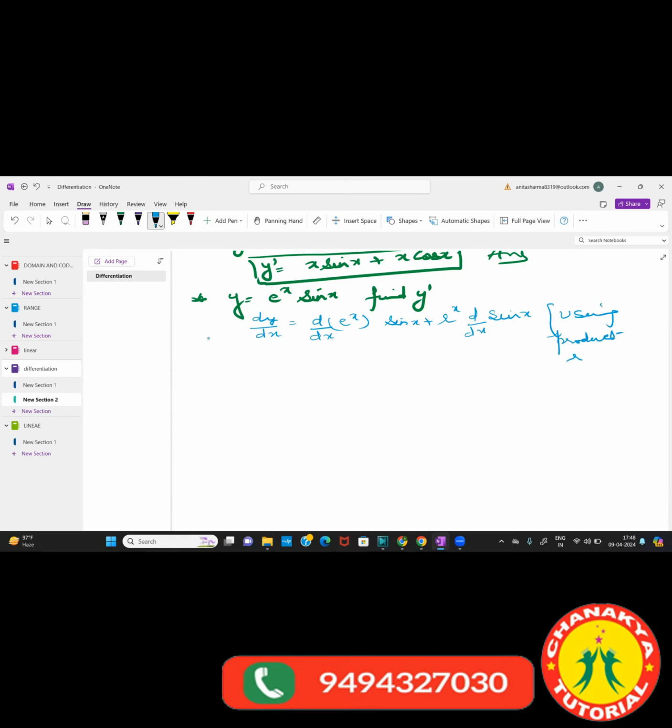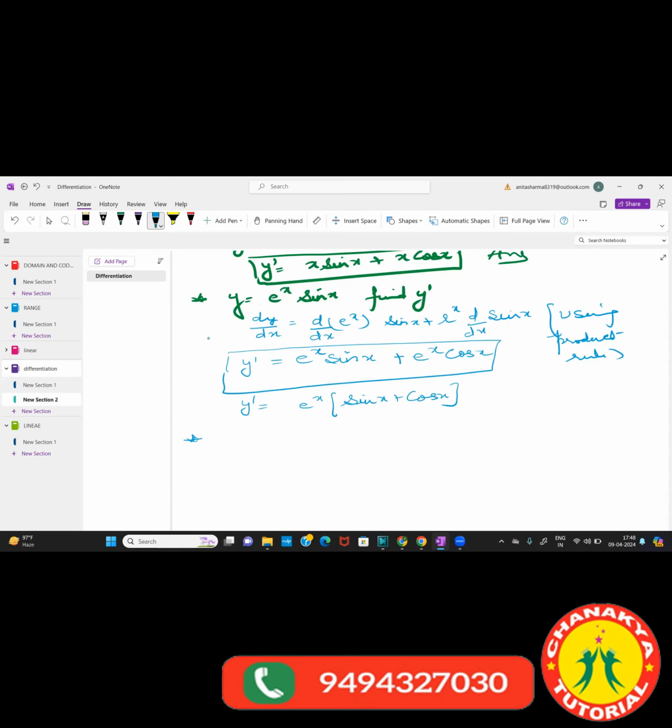Now differentiation of e to the power x is e to the power x as it is. So e to the power x into sin x: differentiation gives e to the power x sin x as it is plus e to the power x as it is into differentiation of sin x, which is cos x. Have you got the same answer, beta? Now you can take e to the power x common. Then it will be sin x plus cos x. Right?